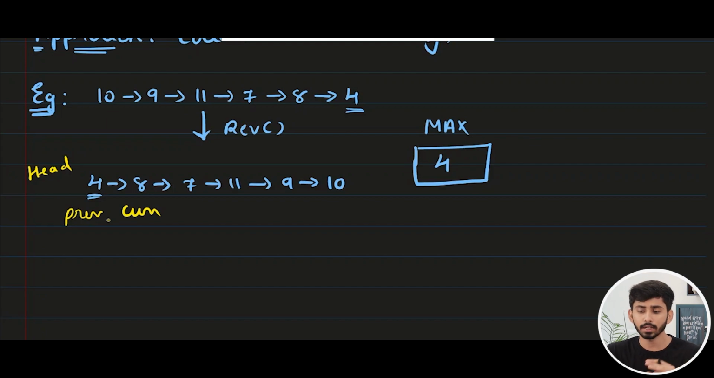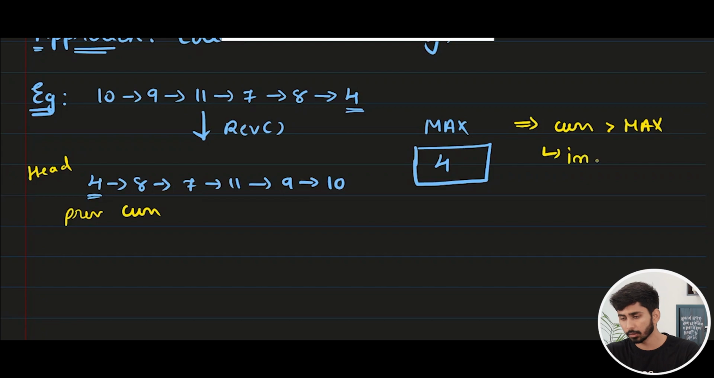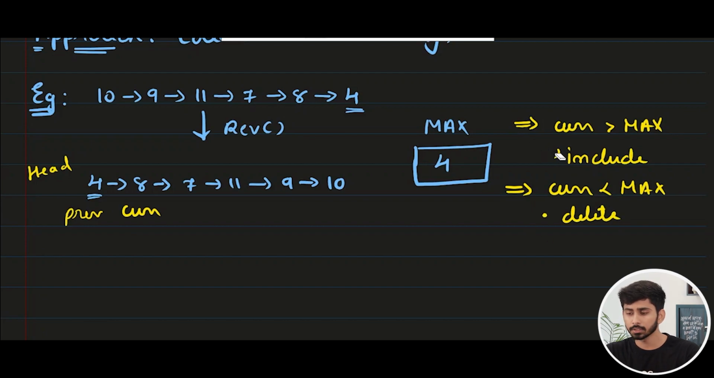So now let's try to iterate, and one by one I'll be finding whichever node is greater than maximum. I'll be including that node in the output linked list. So basically let me write down the condition. The condition is that if the current node is greater than maximum, then I'll be including it. That means do not delete that node. So I'll be including it in the final linked list. And if the current node is lesser than maximum, then I will be deleting that node. So these are the tasks which we need to follow.